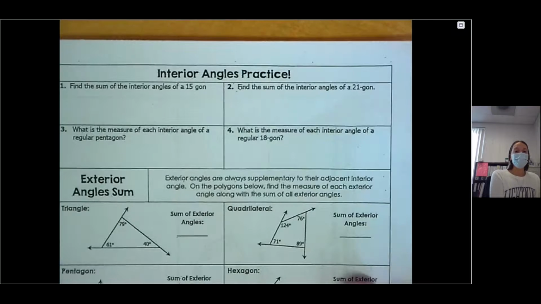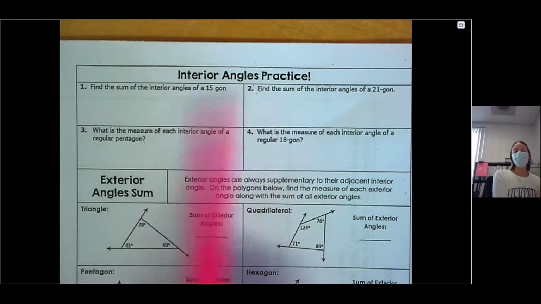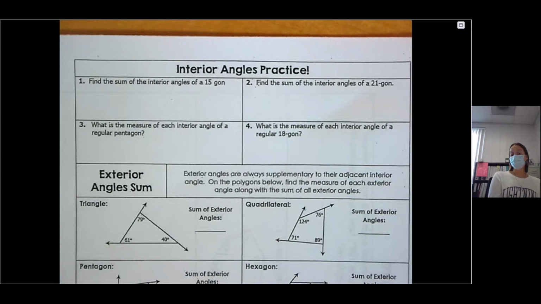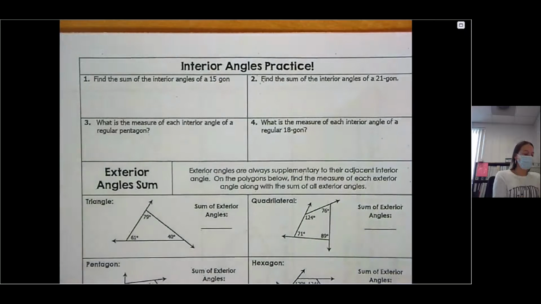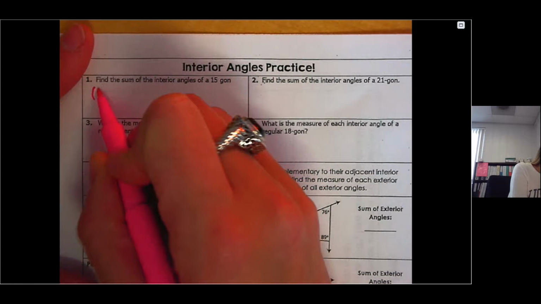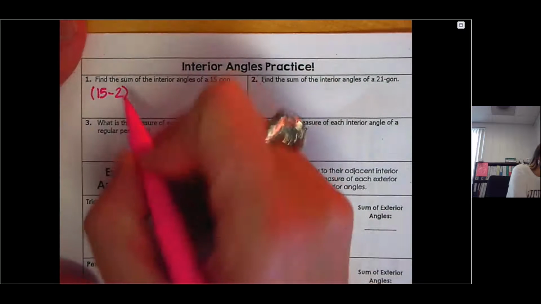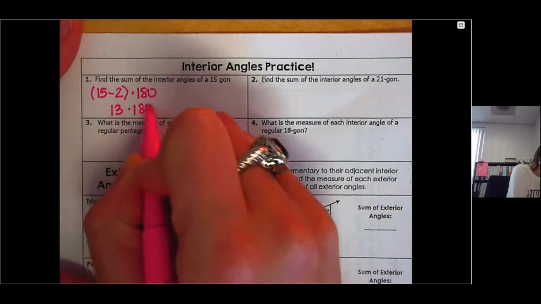Number 1. Find the sum of the interior angles of a 15-gon. So that means a 15-sided figure. How would I figure out the interior angles? What do I have to do? Oh yeah, minus 2. I'm sorry, I couldn't hear you. That's why I was asking. So 15, subtract 2, gives you 13. And then you multiply that times 180. And whatever you get is your answer.